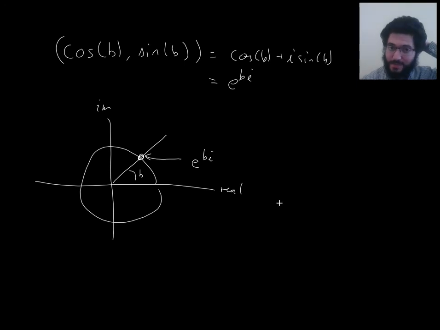So that's just due to the meaning of cosine and sine, right? Cosine, in the first place, means the x coordinate, or the horizontal coordinate, the real part of the point on the unit circle that makes b radians. So that's what cosine b means. And sine b means the y-coordinate, or the imaginary part, of the point on the unit circle that's sitting at b radians.